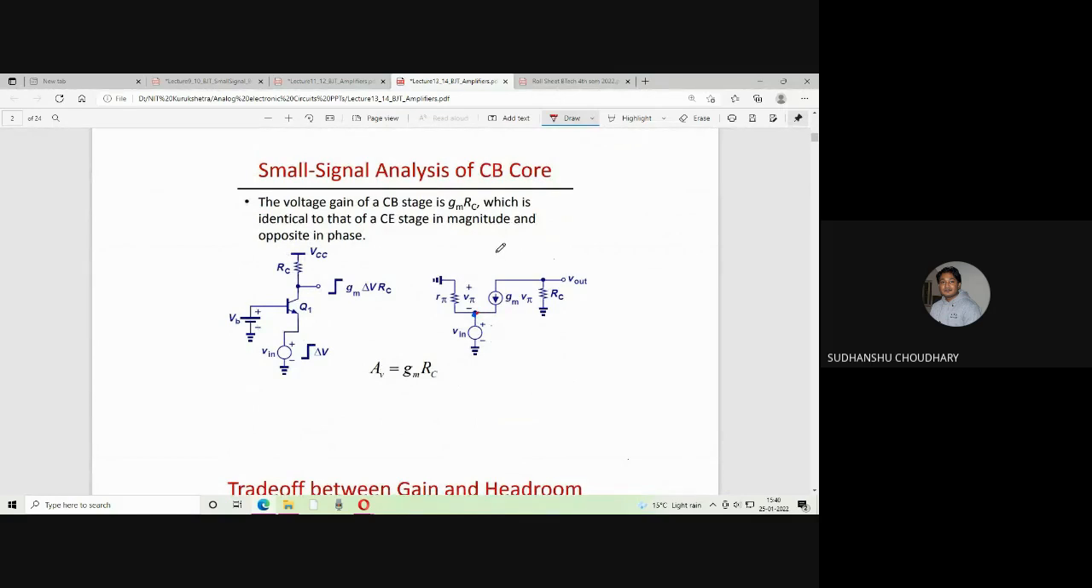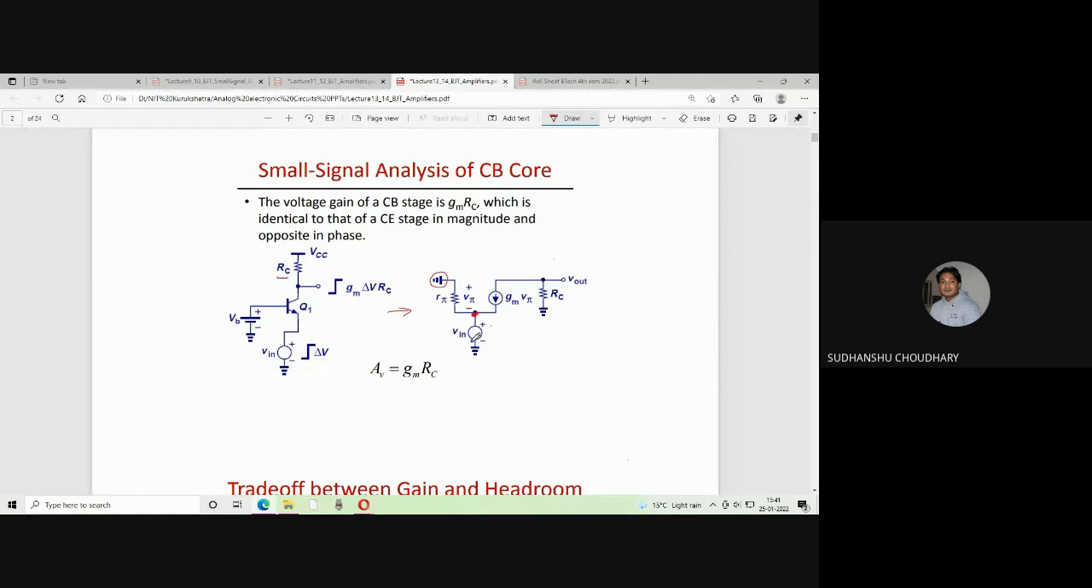Now let us do some analysis on the common base configuration. So for example, this is my common base configuration with a resistance RC at the collector. The small signal model of this circuit can be drawn, where we have shorted the base to ground and input is at the emitter side, right here. So one can find out the gain of this circuit, right?